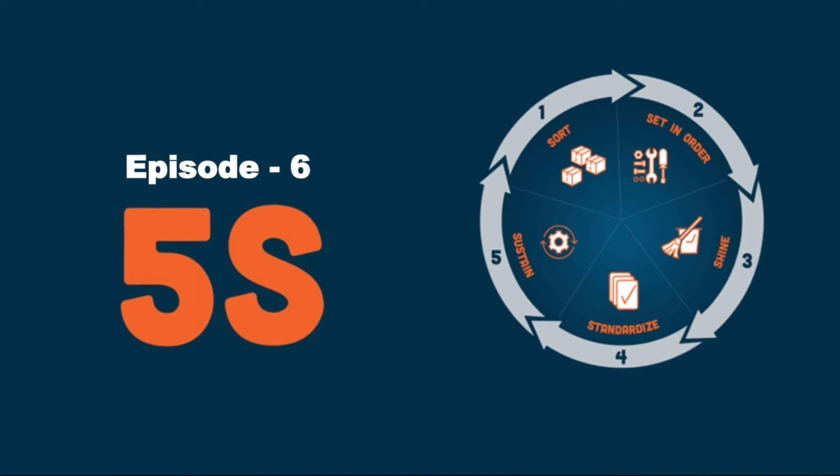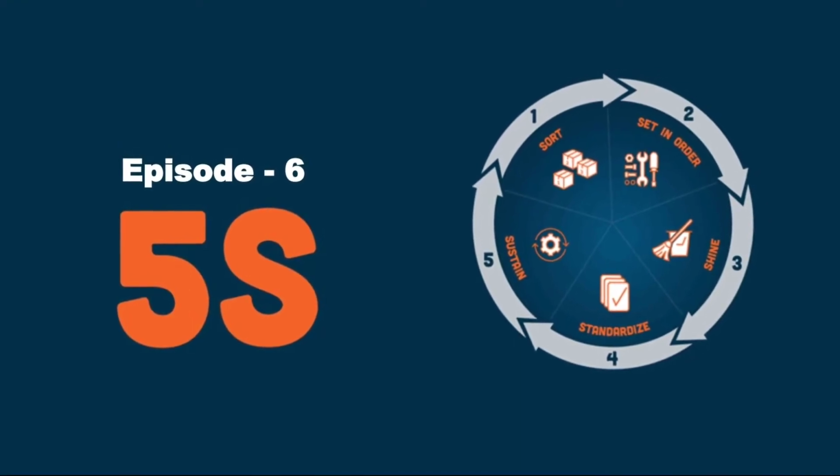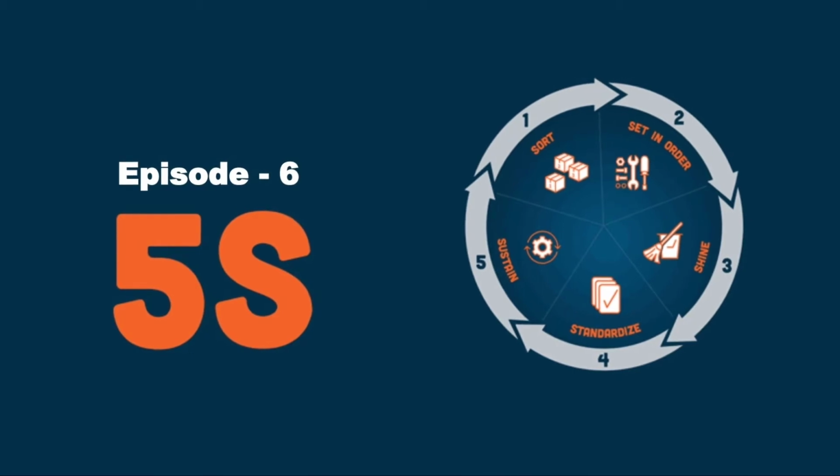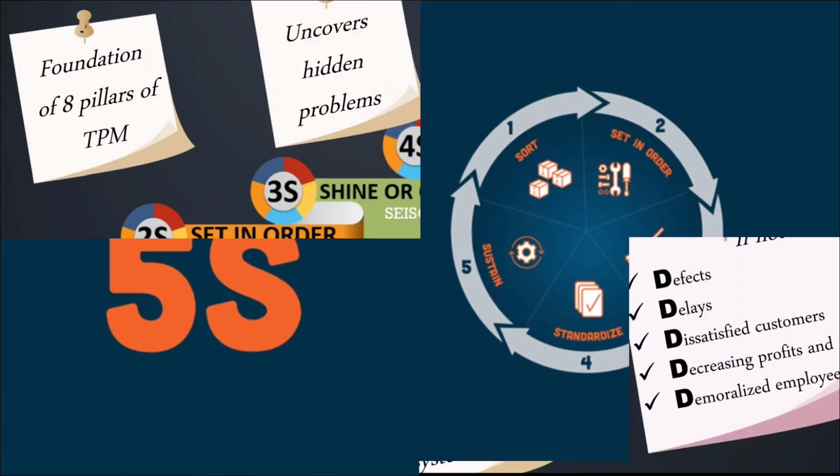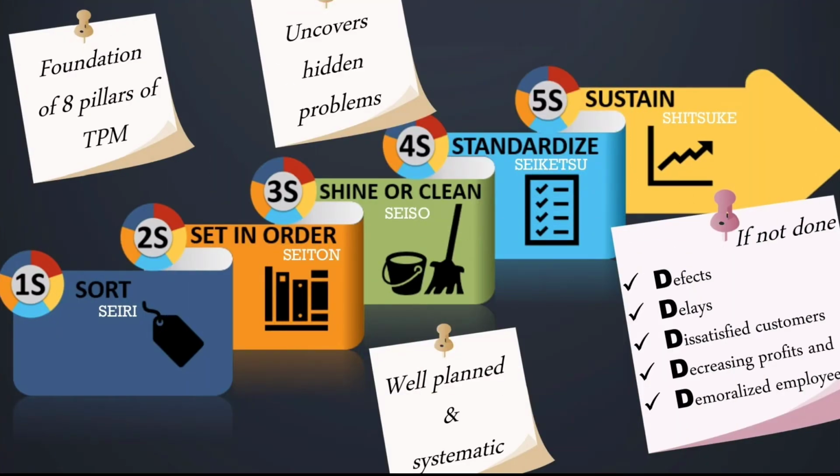Today we'll be discussing 5S, an effective tool to implement visual workplace management and enhance workplace efficiency. You might be aware that total productive maintenance (TPM) is used across industries for operational excellence, and 5S acts as the foundation of TPM pillars. For effective sustenance of TPM, a well-planned and systematic 5S approach should be exercised.